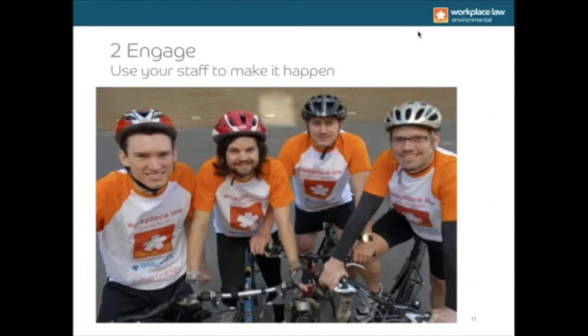Number 2, engage. Use your staff to make it happen. It ain't going to work without people to support it. An EMS shouldn't be left solely in the hands of an environmental manager or a consultant, though of course specialist advice and support is needed. Engage all of your internal stakeholders at the beginning. Get their ideas on a sustainable vision for the company and let them have certain ownership of the process. With staff engagement comes success, particularly if part of your environmental management system will involve behaviour change programs.